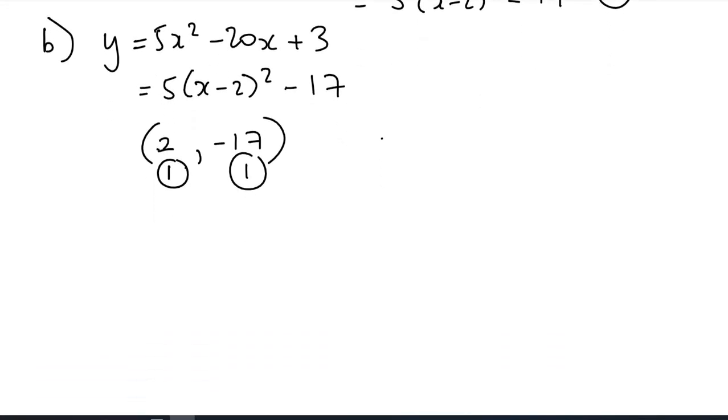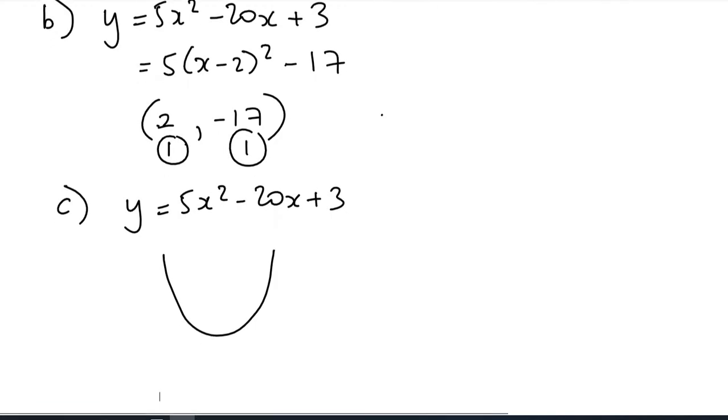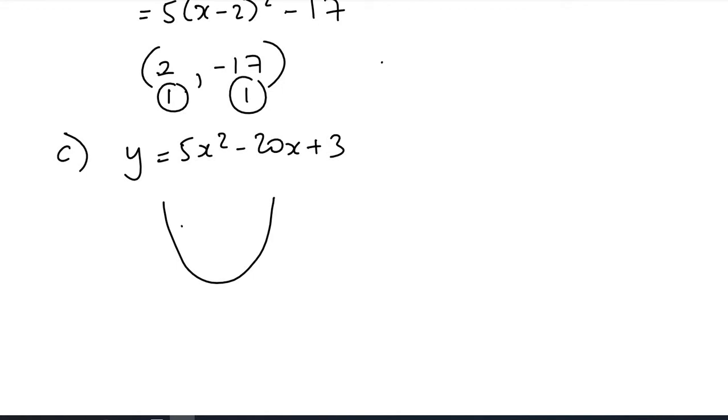Part C. It says state the equation of the normal to the curve y equals 5x squared minus 20x plus 3. So same graph again at its minimum point. I wouldn't even attempt to do this without drawing a sketch. So here's the sketch. We know what the minimum point of the curve is because we've worked it out in part B. Here it is.